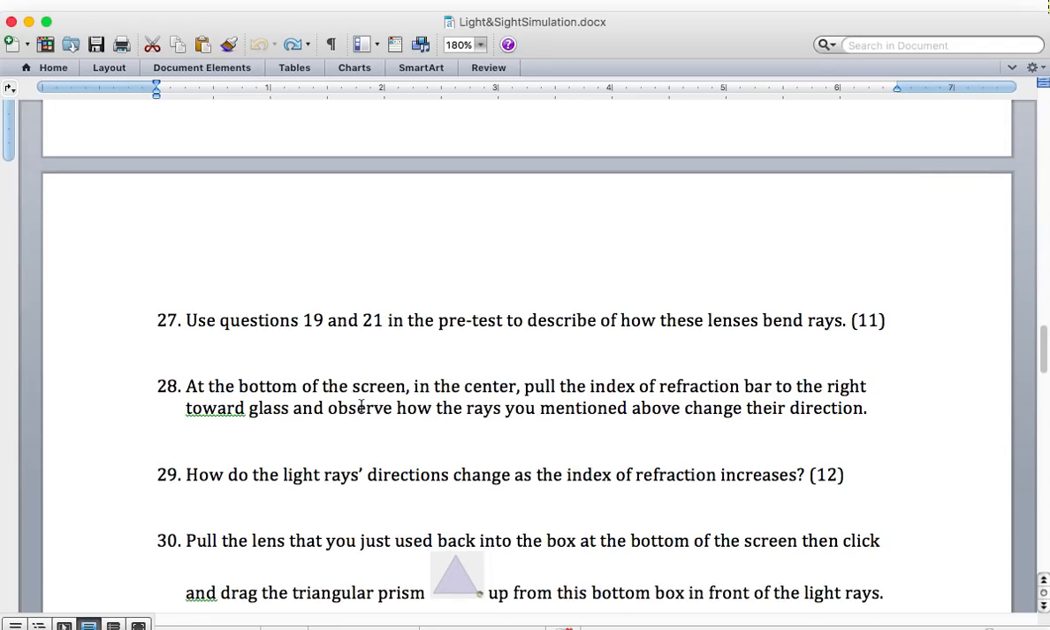Alright, so at the bottom of the screen in the center, pull the index of refraction bar to the right towards glass and observe how the rays you mentioned above change their direction.